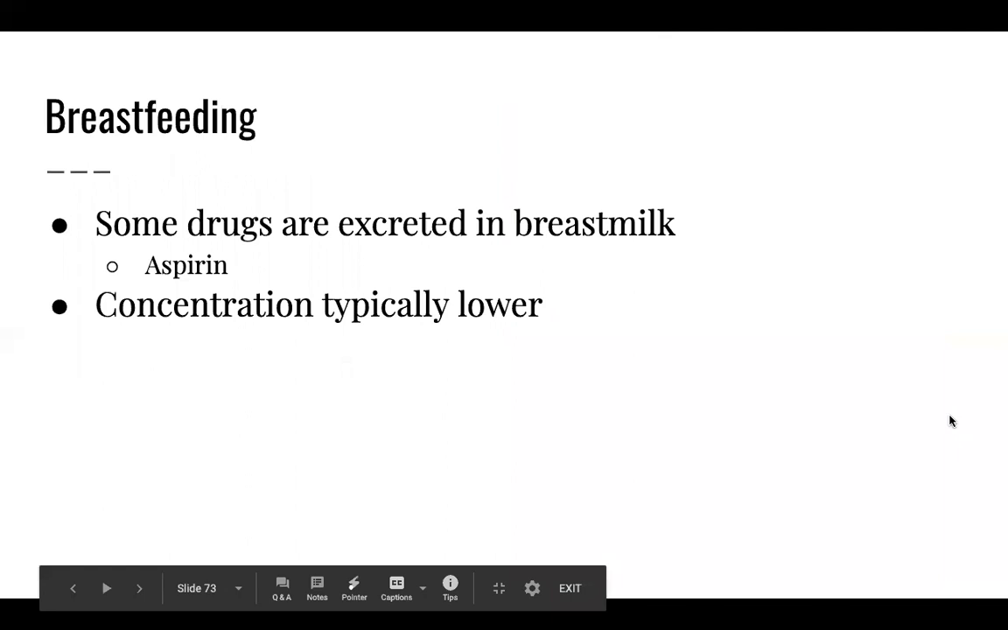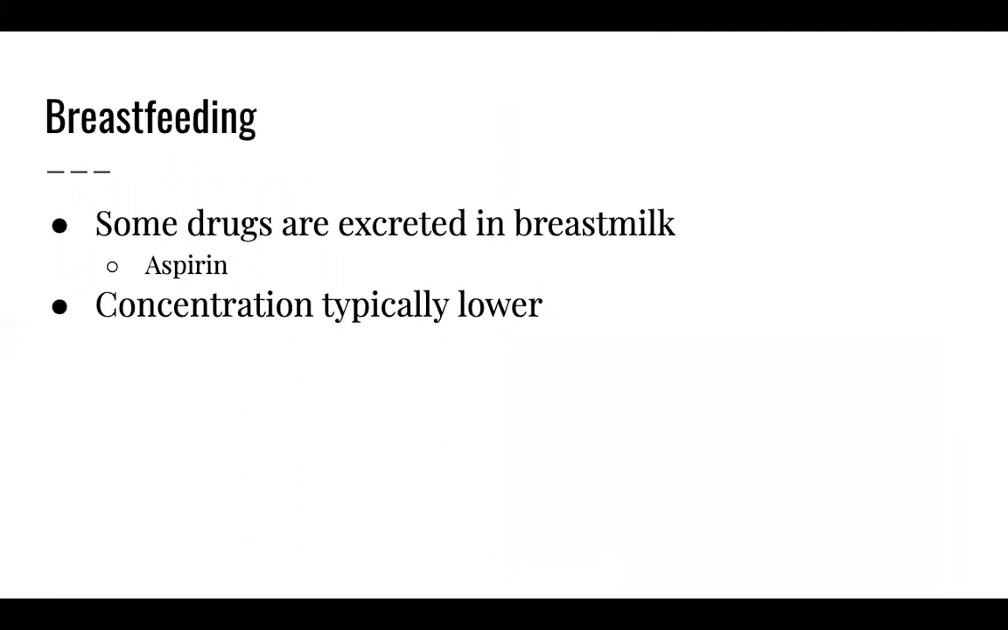Now, breastfeeding, we talked about excretion. What's the main organ for excretion? Kidneys. So that's the majority of excretion, but some drugs can be excreted in breast milk. Now, the concentration is typically lower. Sometimes it does not matter, but sometimes it does. Sometimes a significant amount occurs.